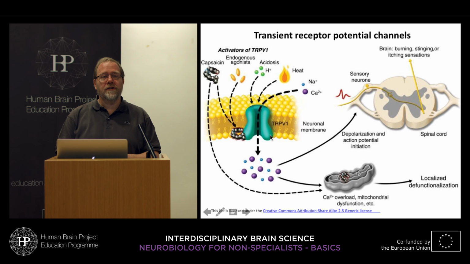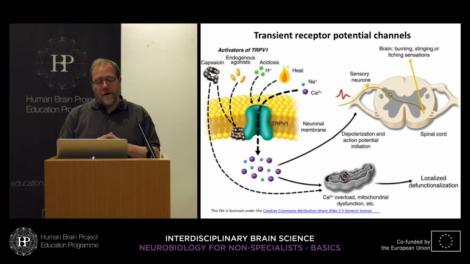What these ion channels can also do, if they are overreacting, is lead to a calcium overload, mitochondrial dysfunction, and basically a localized defunctionalization of the receptors of the cells. That's what we also know happens when we get a burn, then tissue is damaged and so on. This is in part due to these channels, and that we don't feel so much in this place anymore afterwards may also be caused by this.